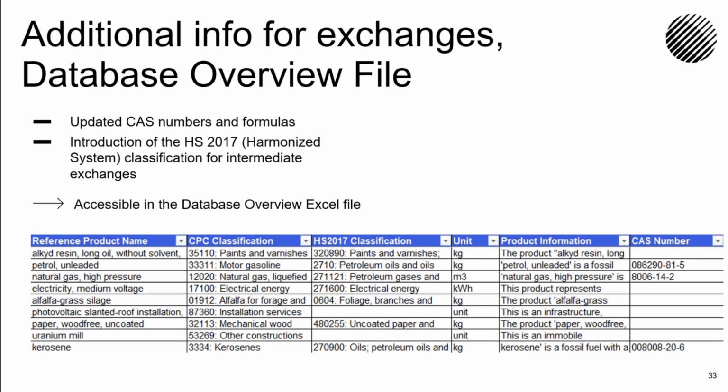The database overview file contains a list of all datasets available in the database. And in that file, you can find the HS classification alongside other classifications. And you can use those different classifications to more easily filter for products that are available in the database.